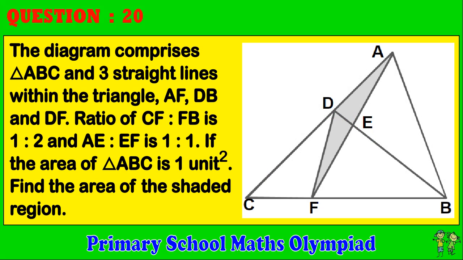Question 20. The diagram comprises triangle ABC and 3 straight lines within the triangle: AF, DB and DF. Ratio of CF to FB is 1:2 and AE to EF is 1:1. If the area of triangle ABC is 1 unit squared, find the area of the shaded region.